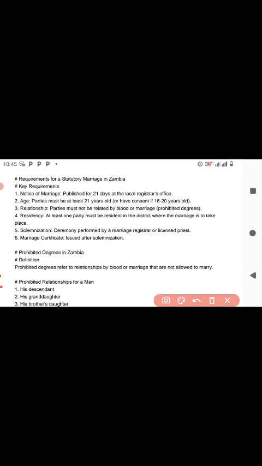Then the other thing is the relationship. The two parties that are getting married must not be related by blood. Later on we shall look at the prohibited degrees. Prohibited degrees are simply those people you cannot get married to. So if the husband is the brother to the wife to be, then that marriage will not be approved under statutory marriage. In certain cultures, it is allowed for cousins to get married, but not in statutory marriage. Statutory marriage will not tolerate that.